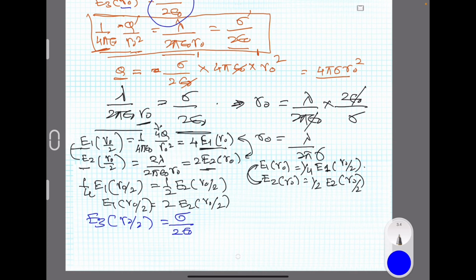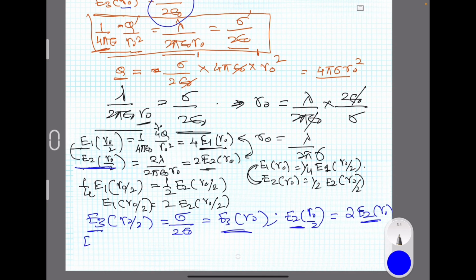Okay, and we already know what is E2 of R naught, which is nothing but E3 of R naught. Okay, and we already know what is E2 of R naught by 2. So let me write it again. E2 of R naught by 2 is nothing but 2 times E2 of R naught. Now we know E2 of R naught and E3 of R naught are equal. So we can equate the left hand side. So on equating, we get E3 of R naught by 2 is nothing but 1 upon 2 E2 of R naught by 2.